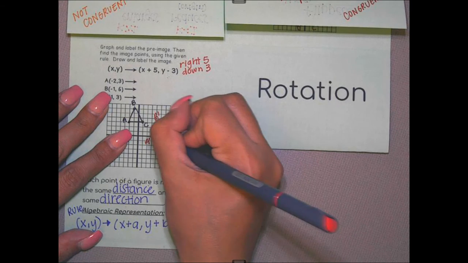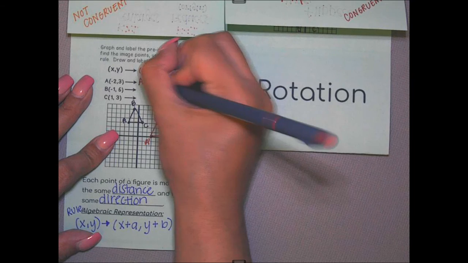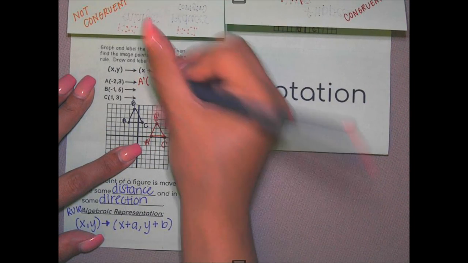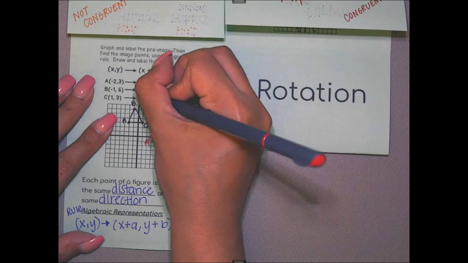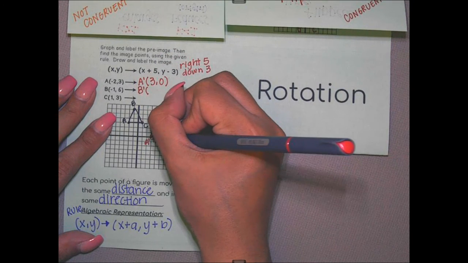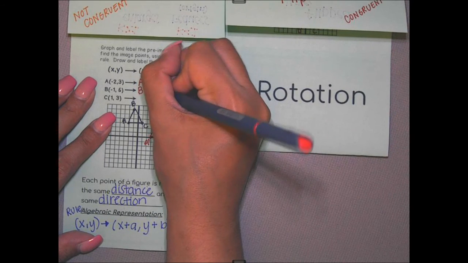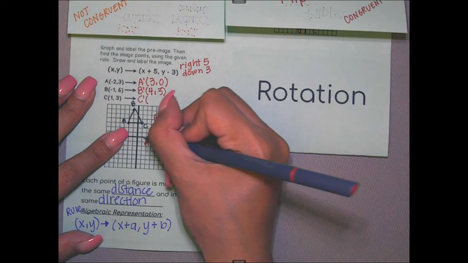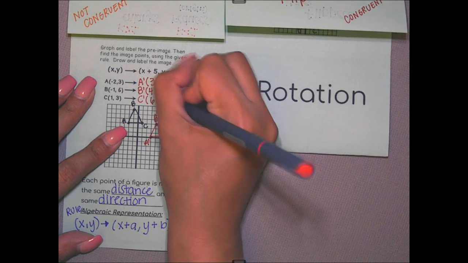And now I have my new coordinates. So A prime is at 3, 0. B prime is at 4, 3. And C prime is at 6, 0.